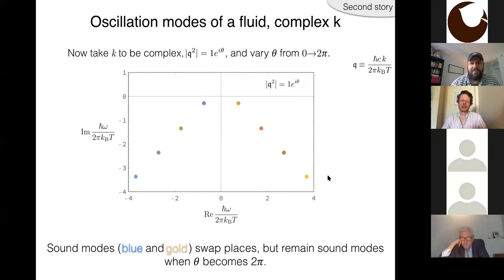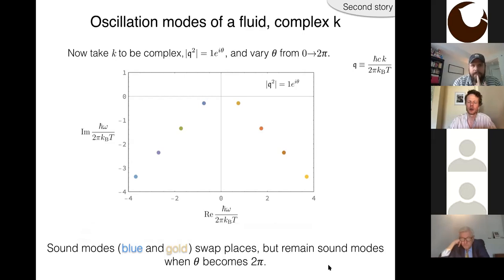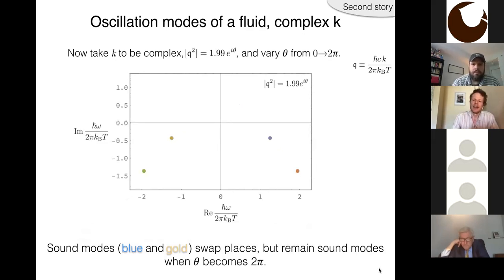Okay. So the blue and the gold have swapped places, so it's easier to understand why that happens. But they still remain sound modes when your angle goes back to 2 pi. Of course, the set of modes has to come back to itself when theta is equal to 2 pi. Okay. So now I'm going to look at the oscillation modes of my fluid when my wave vector is not equal to 1 in units of temperature, but when q squared is 1.99 in units of temperature. And again, I'm going to change my phase from 0 to 2 pi and see what's going to happen. So when the phase changes from 0 to 2 pi, so that's what's happening.